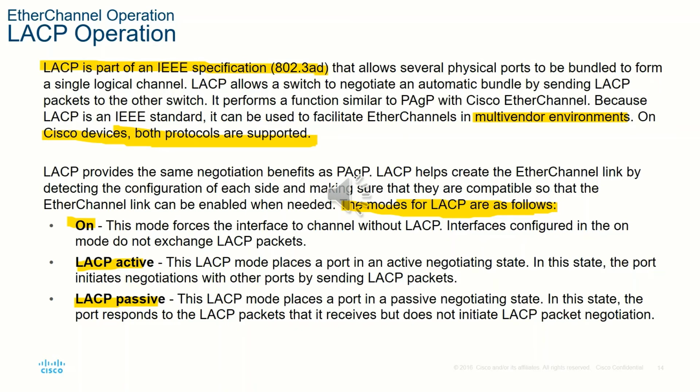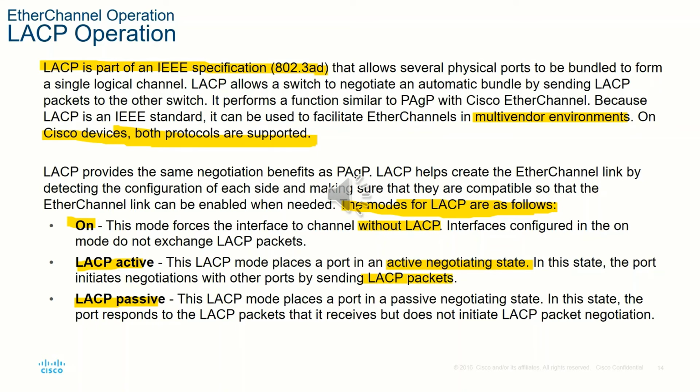First we will discuss the on mode. This mode forces the interface to channel without the LACP. The interfaces configured in the on mode do not exchange the LACP packets. So the on mode is used to create the static LACP EtherChannel. That's all. LACP active. This LACP active mode places a port in the active negotiation state. In this state, the port initiates the negotiation with the other port by sending the LACP packets.